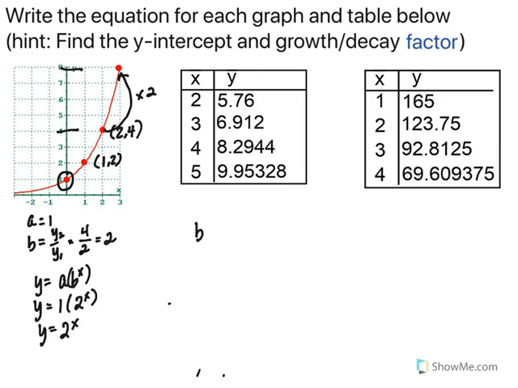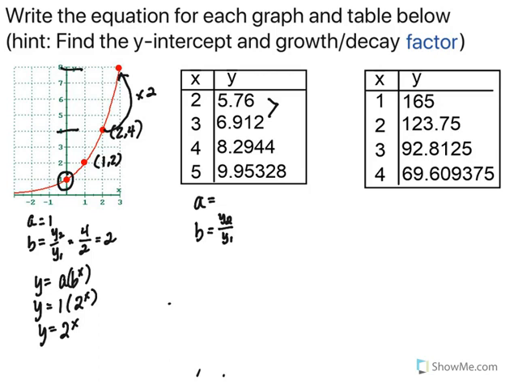So we want to look to see how do we get from 5.76 to 6.912. This is going to be tricky because we're dealing with decimals here. It's not easy whole numbers. So in this case, we want to use that same formula that we use for our graph, which is to take the second y value and divide it by the first. Again, you're using points that are consecutive, points that come back to back. So 5.76 and 6.912 are consecutive. So we're going to divide them.